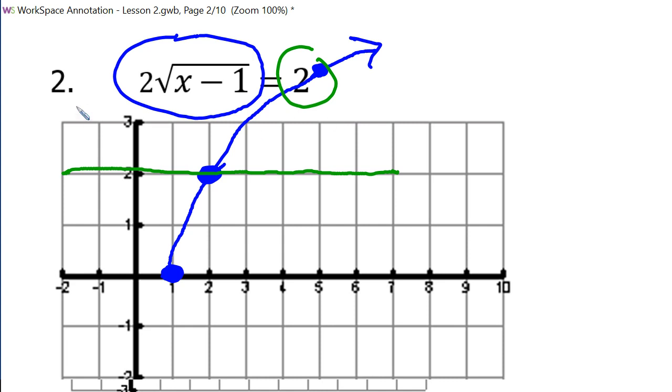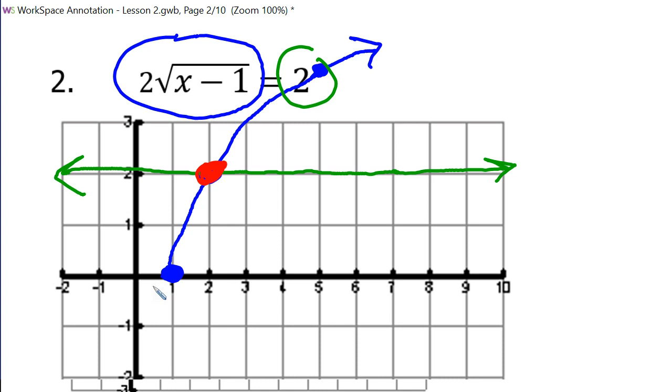And you're looking for the point where they intersect. Yeah, so they intersect right here. And when you're solving for the variable x, your answer should be x equals 2. So x equals 2 is the solution.